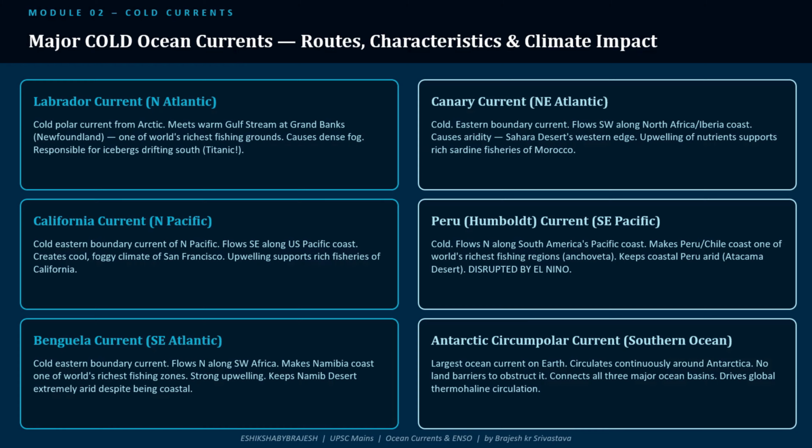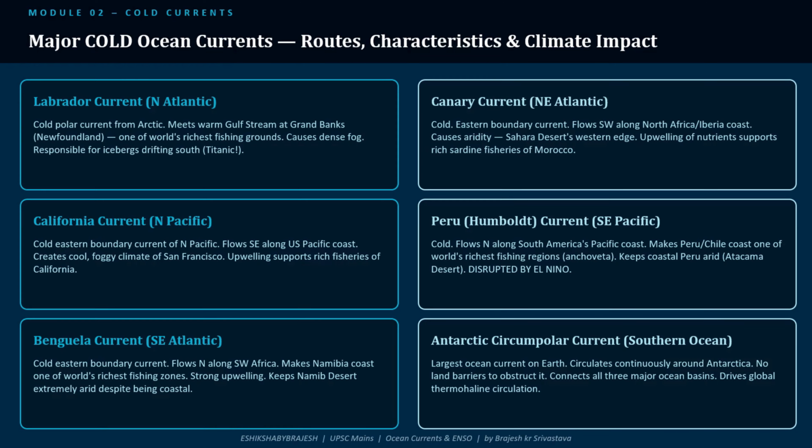The cold current also makes the adjacent coastal desert, the Atacama, one of the driest places on Earth despite being a coastline. And critically, during El Nino, this cold current weakens or disappears. Warm water replaces it, upwelling collapses, fish populations crash, and the Atacama gets catastrophic floods. This is why El Nino is so economically devastating for Peru.